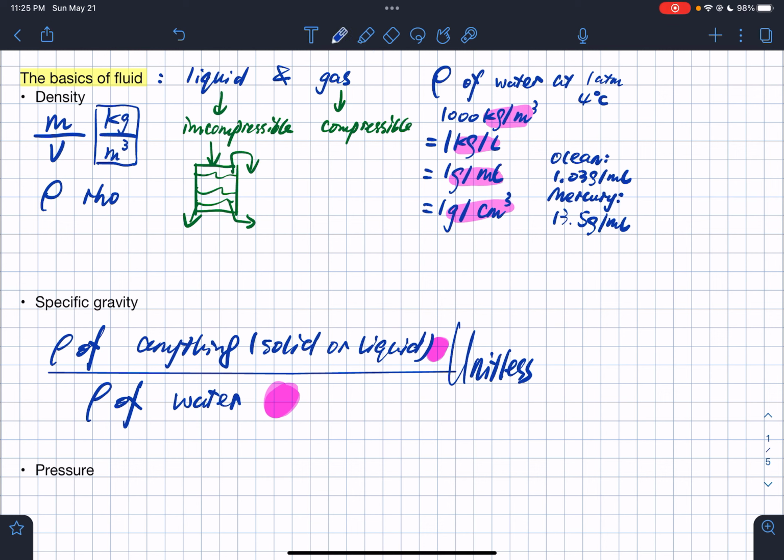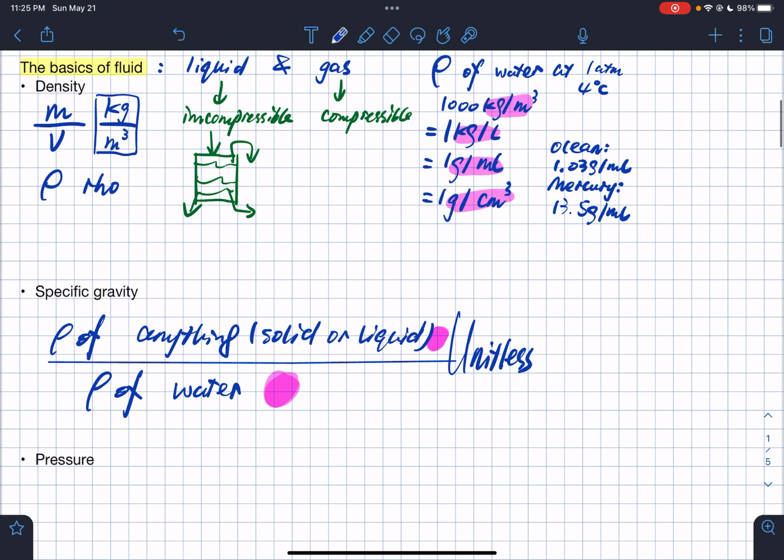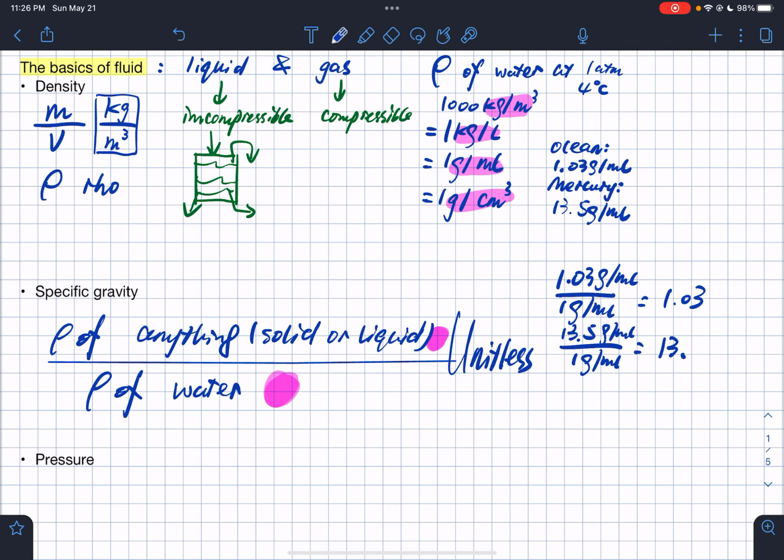Okay, so let's give a couple examples. What's the specific gravity of ocean water? We know the density of ocean water is 1.03 gram per milliliter divided by the density of water, which is 1 gram per milliliter. That gives 1.03 specific gravity of ocean water, right? What about mercury? Mercury is 13.5 gram per milliliter divided by 1 gram per milliliter. So the specific gravity of liquid mercury is 13.5.